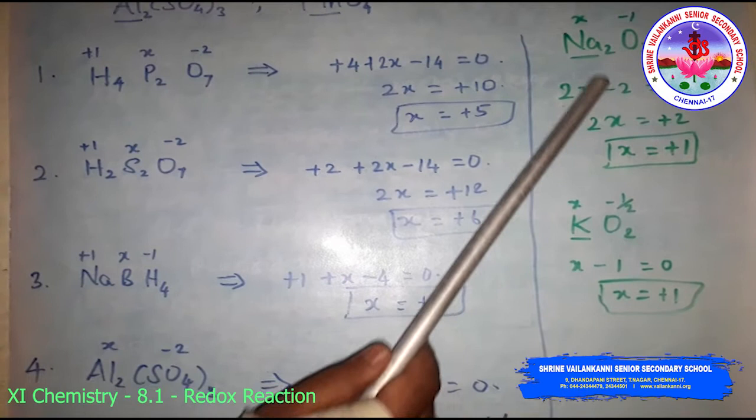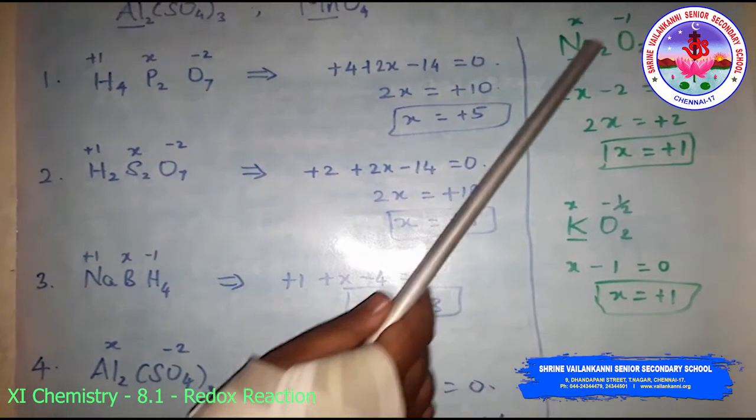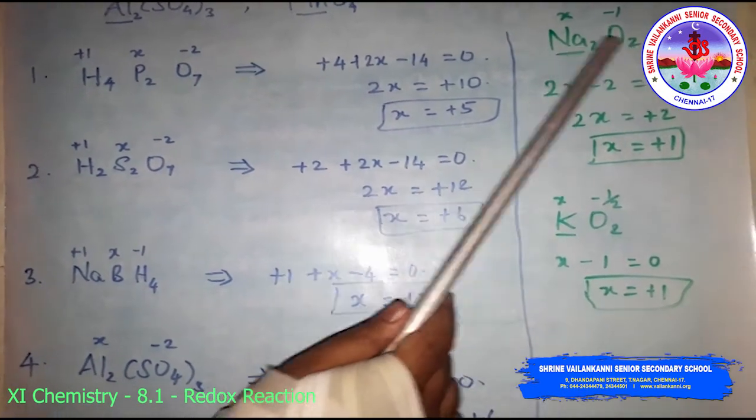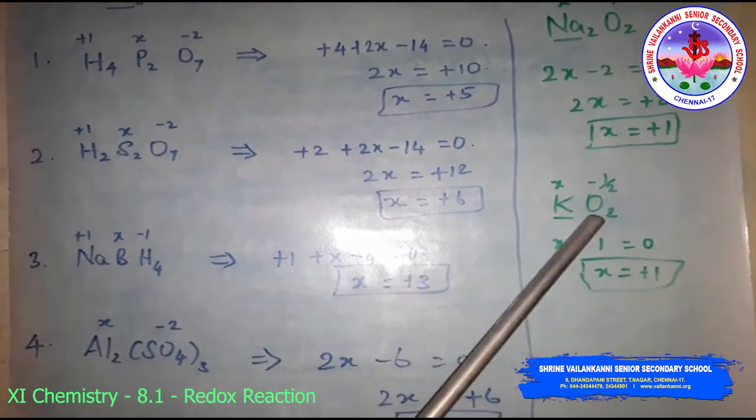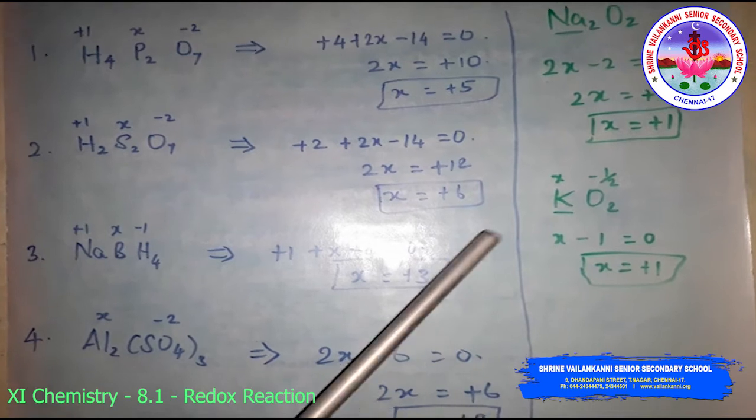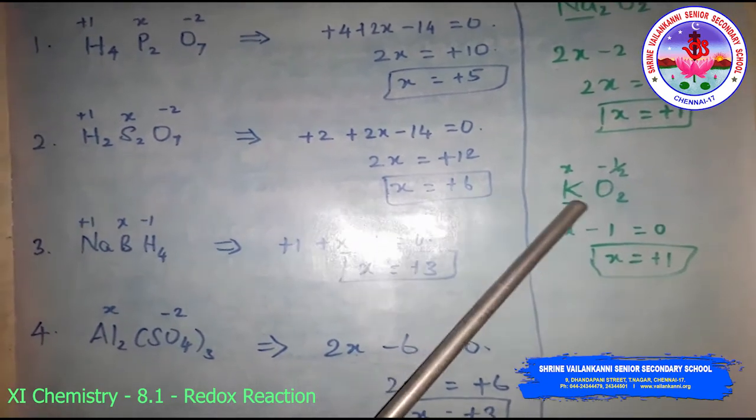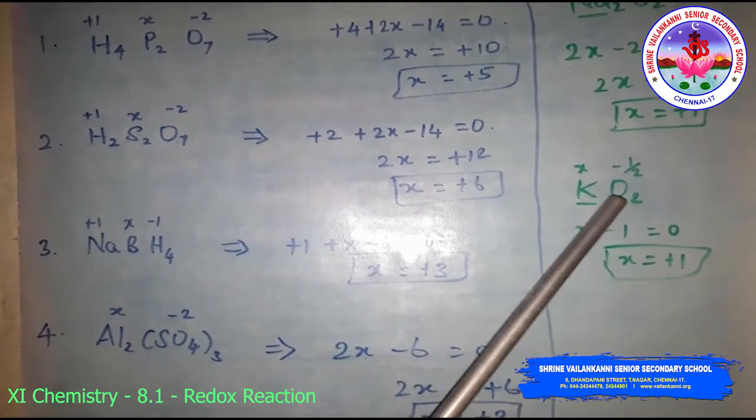Okay, suppose if you put 2, the oxidation state will be wrong here. That's why this is a peroxide. And look at this, this is the superoxide, KO2. KO2 is a superoxide. So here, find the oxidation number of the potassium in superoxide.